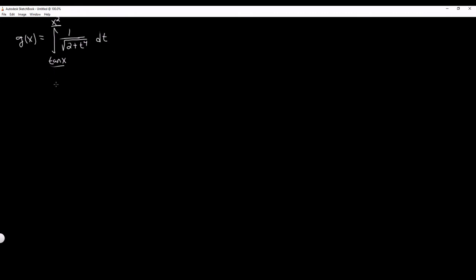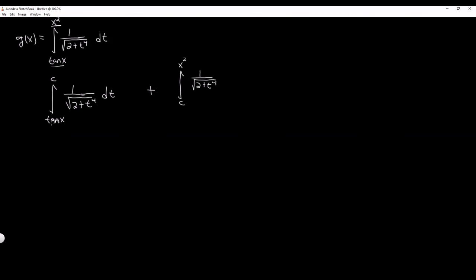So we are going to write the integral from tangent x to some point c in the middle, which is going to be a constant, of the integral of 1 divided by the square root of 2 plus t to the fourth dt plus the integral from some point c, we're integrating from here, to x squared of the same function. So 1 divided by the square root of 2 plus t to the fourth.